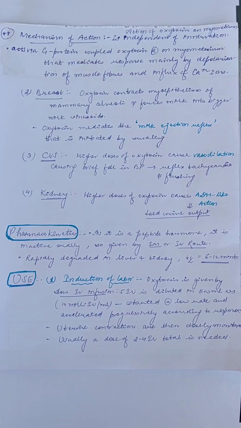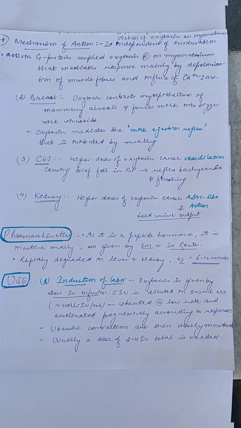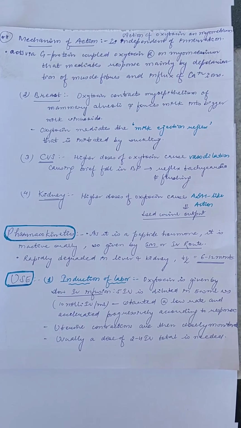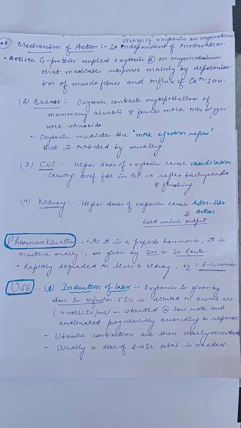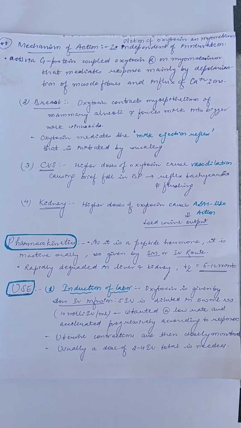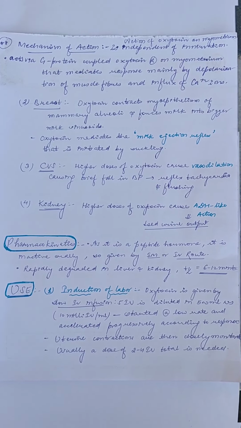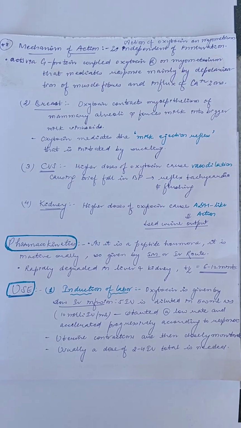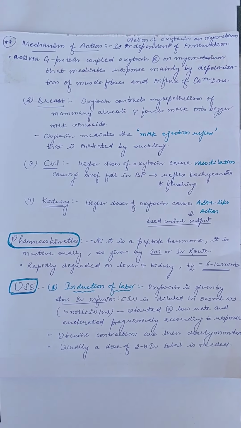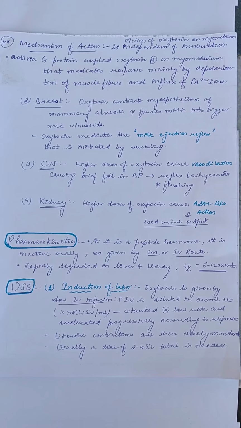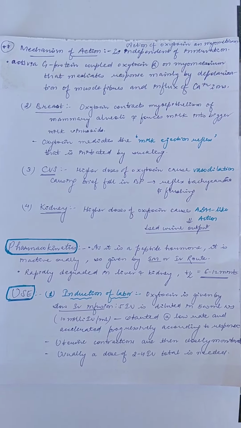Now we will talk about the uses of oxytocin in obstetrics. First most common use is for induction of labor. Oxytocin is given by slow IV infusion. 5 international unit is diluted in 500 ml of normal saline, making it 10 milli international unit per ml, and is started at the lowest rate and accelerated progressively according to the response. And uterine contractions are then closely monitored, and usually a total dose of 2 to 4 international unit is needed for the induction of labor.